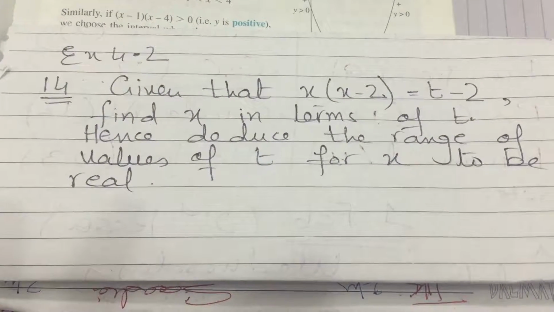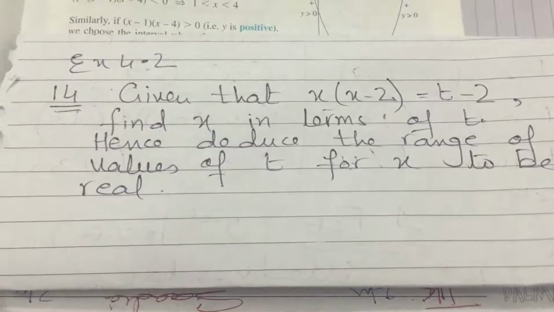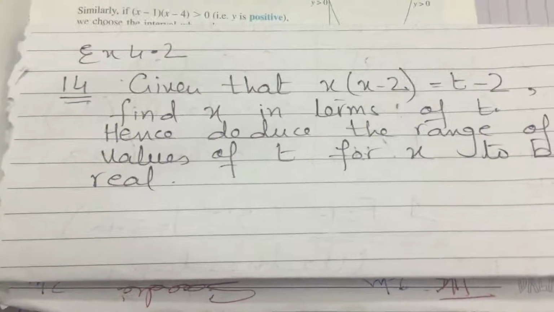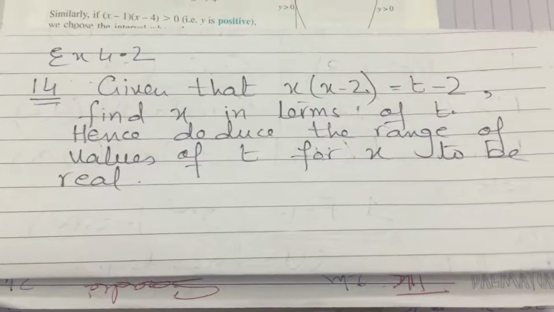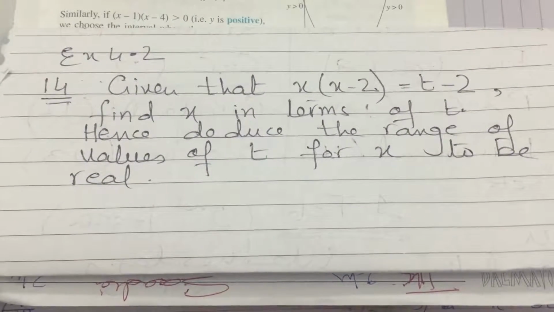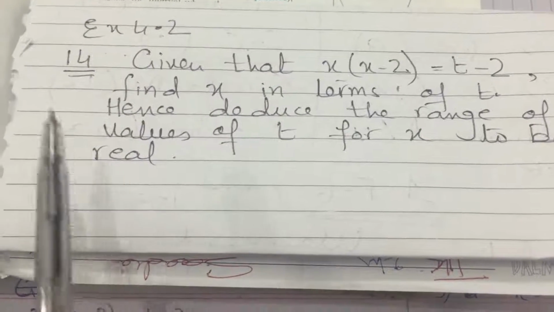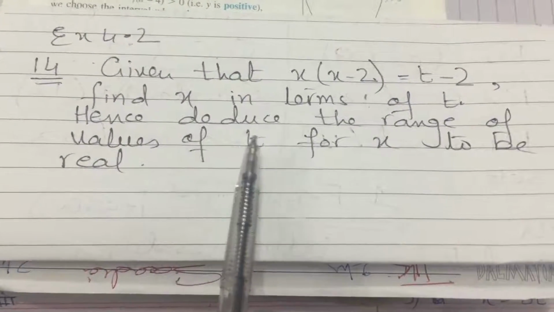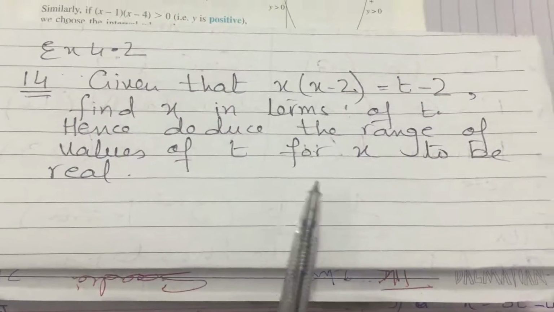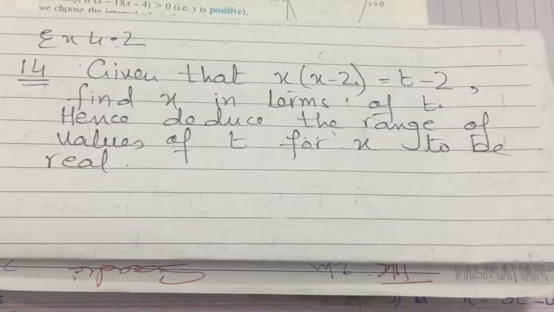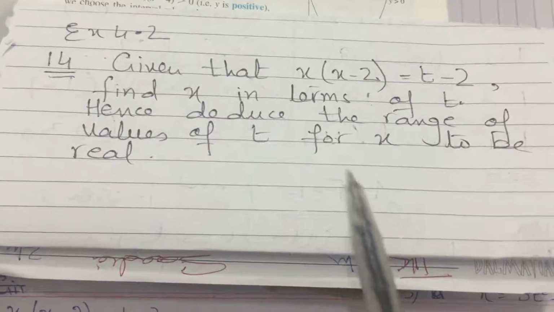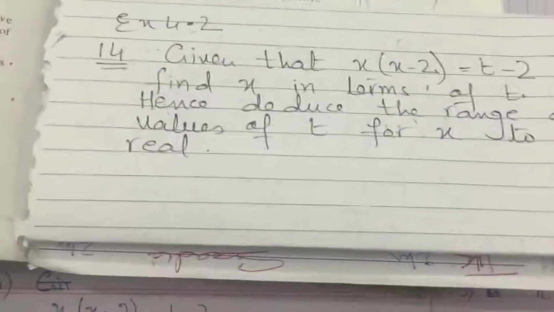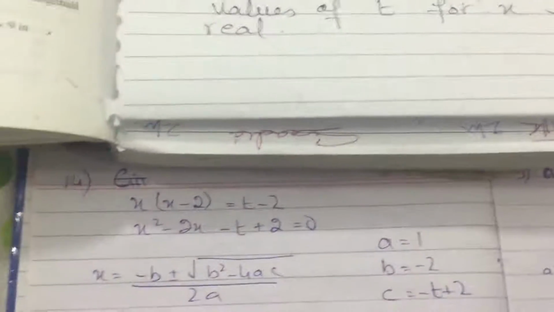Just like when you solve a quadratic equation, you get the value of x, which is the solution of the equation. Because there is one unknown, which is t, the question is saying find the value of x in terms of t. And the second part of the question is saying then deduce the range of values of t for x to be real. So what are the values of t which will give you real values of x for the quadratic equation? So let's start solving the first part of the question.